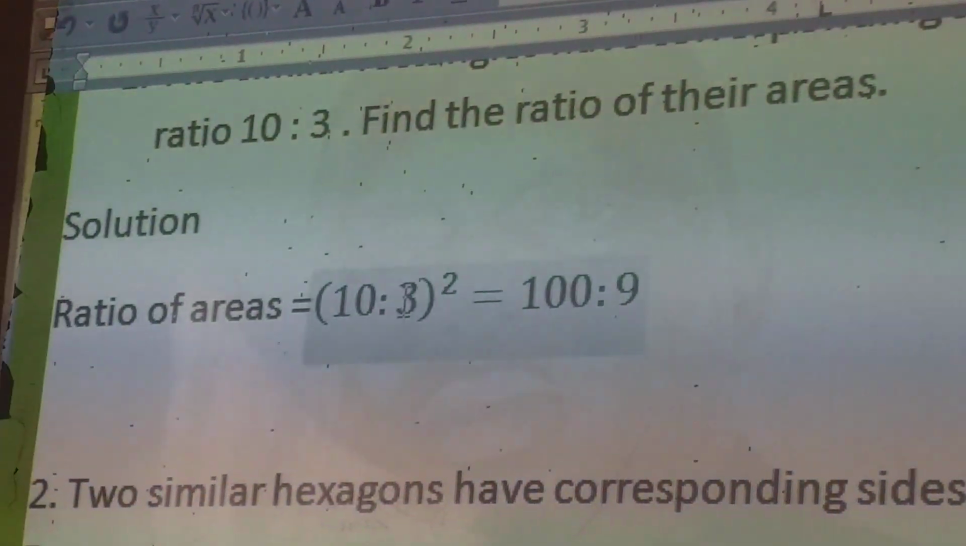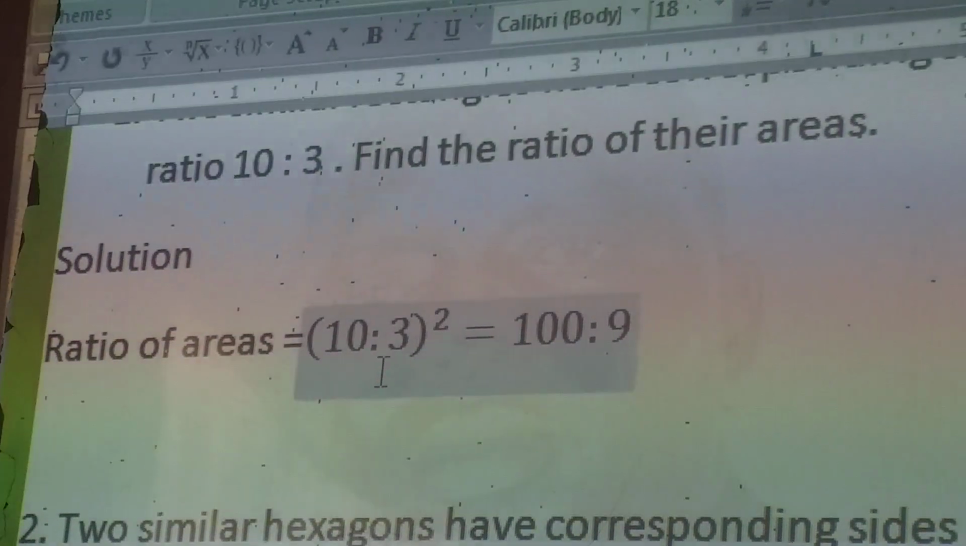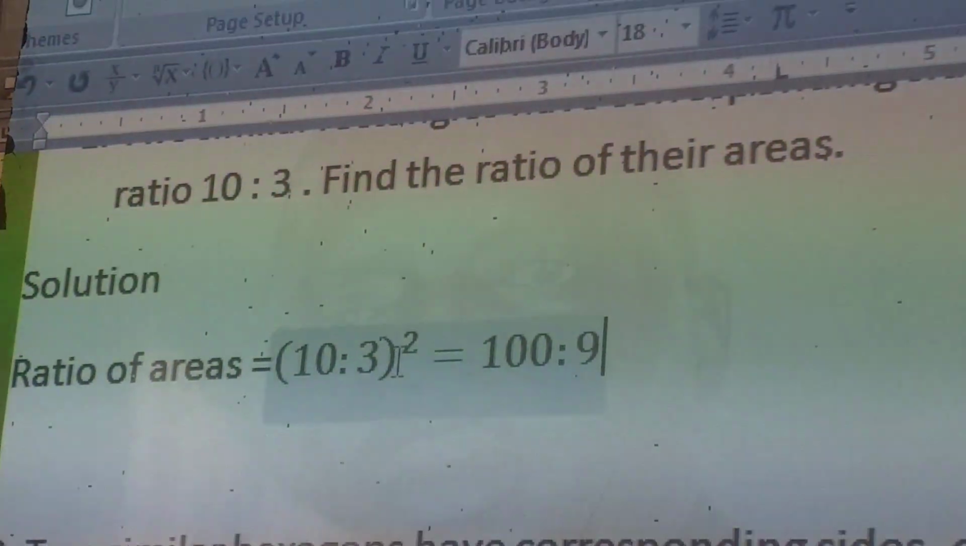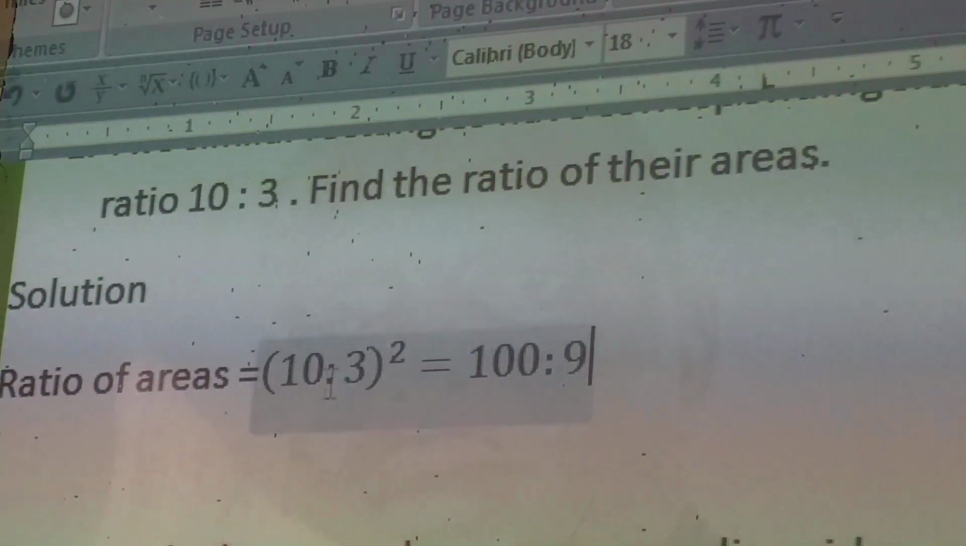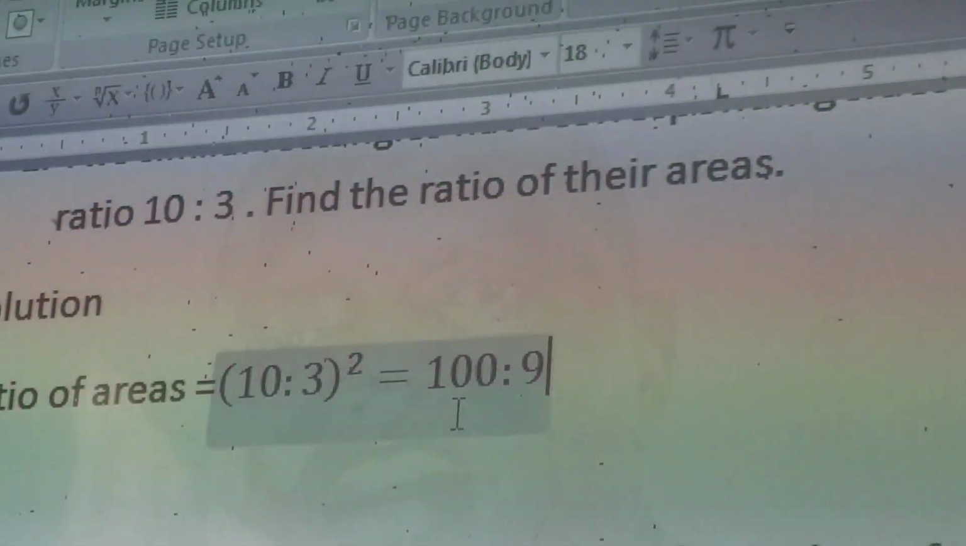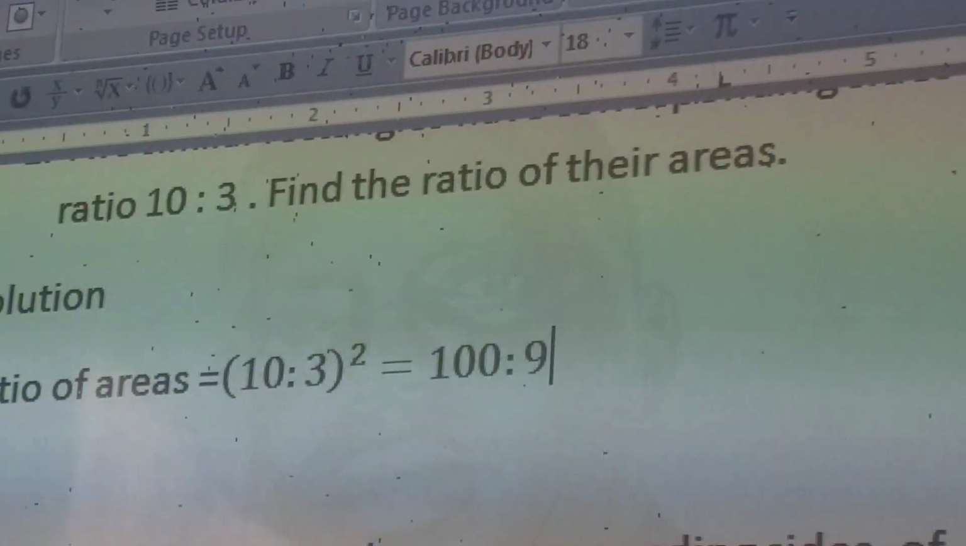And when we want to find the area factor, the ratio of areas, we square the scale factor, so it becomes 10:3 in bracket squared, which gives 100 as to 9.